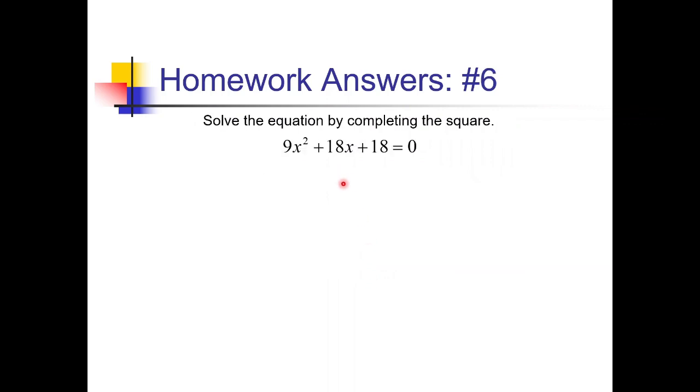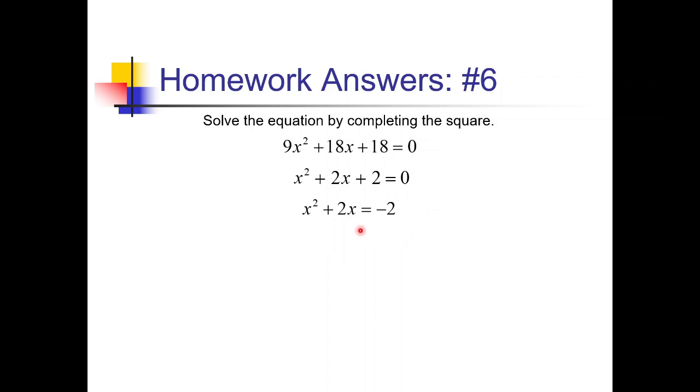For this problem, I'm trying to solve this equation by completing the square. So in order to do this, there are a couple of steps I need to take. First, I'm going to divide everything by 9 so that I can have just 1x squared. So that'll give me x squared plus 2x plus 2 equals 0. Next up, to complete the square, I need to clear out this constant by moving it over to the other side. So I'm just going to subtract 2 over there.